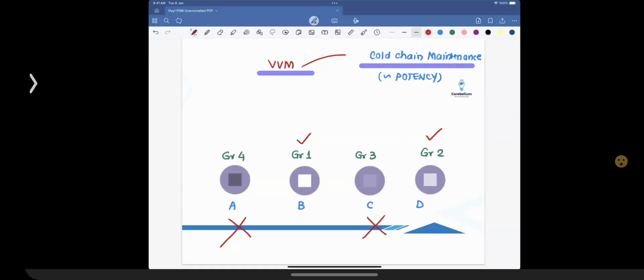Listen to a statement. Based on VVM, a vaccine vial is usable if the inner square is lighter than the outer circle. True, false? Inner square is lighter than the outer circle, use the vaccine. True. Which chemical is used in VVM? Which chemical is used to make the sticker of VVM? P-toluene sulfonate, PTS. Nowadays we use diacetylenes more.